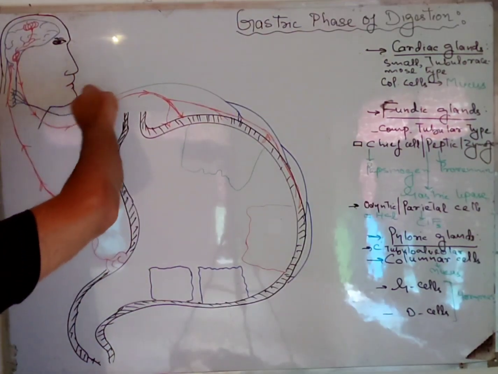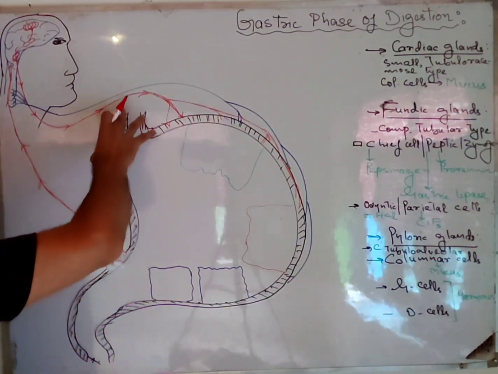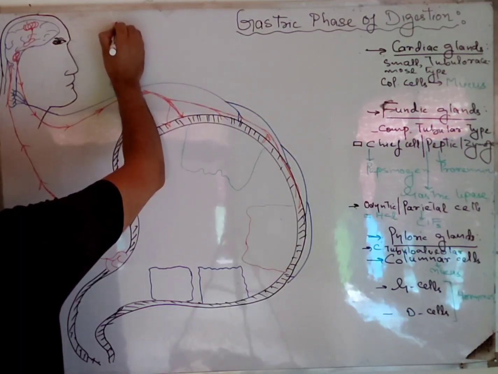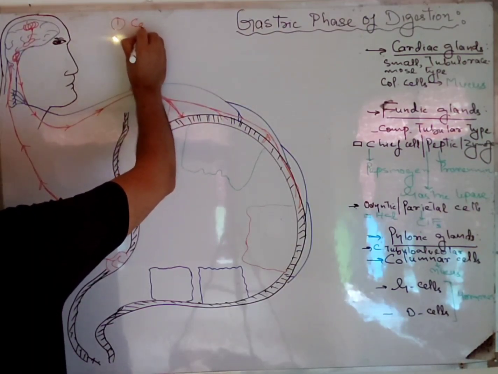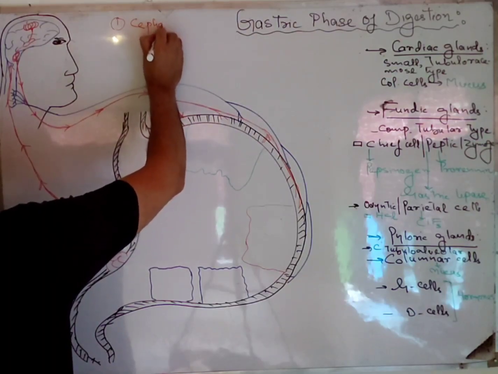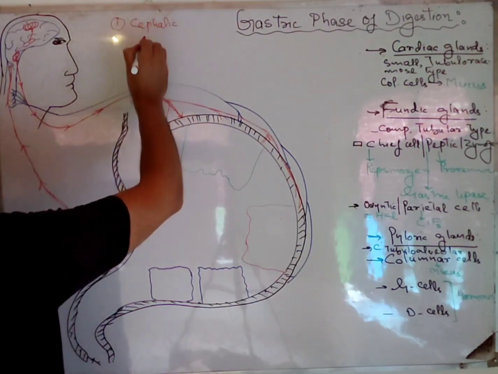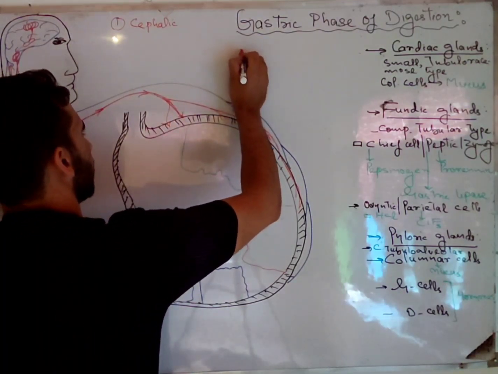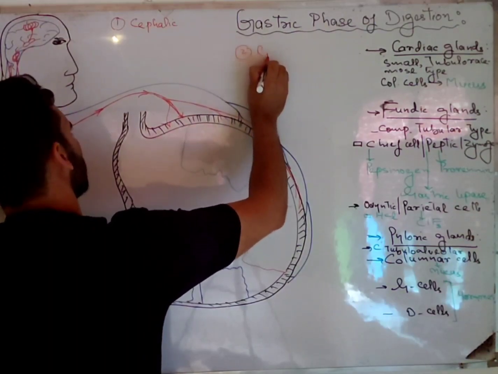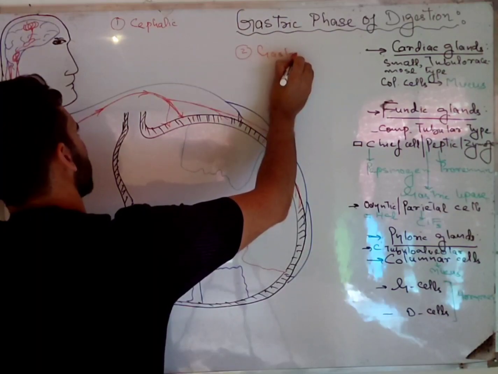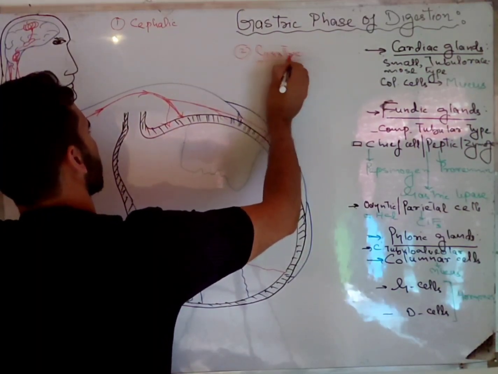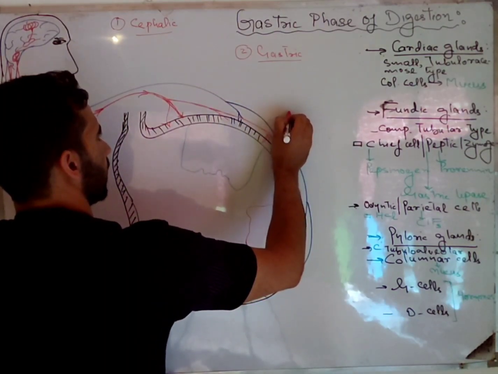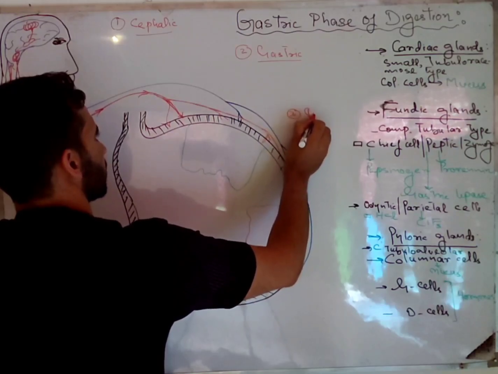So, the whole reflex or nervous control operated over the stomach wall can be divided into three phases. Very simple to remember. Number one is the cephalic phase. Number two, and the most important one, is the gastric phase, and number three is referred to as the intestinal phase.